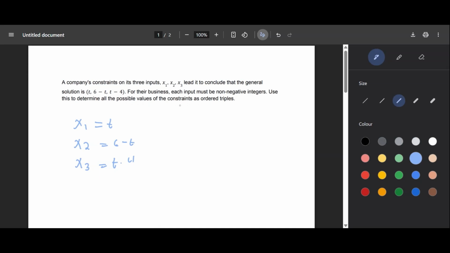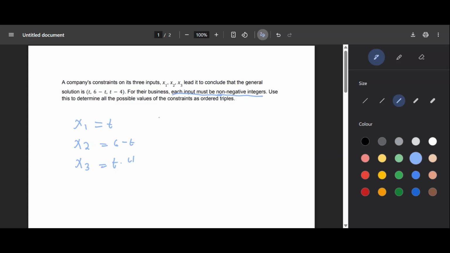Okay, so just a reminder, the constraints are x1, x2, and x3. So we're trying to find all the possible values of x1, x2, and x3 using these values of t and this little bit of information right here, that they must be non-negative integers. That's probably the most important bit of information in this entire question. So what that means in more general terms is that it has to be equal to 0 or greater than 0. It can't be negative.